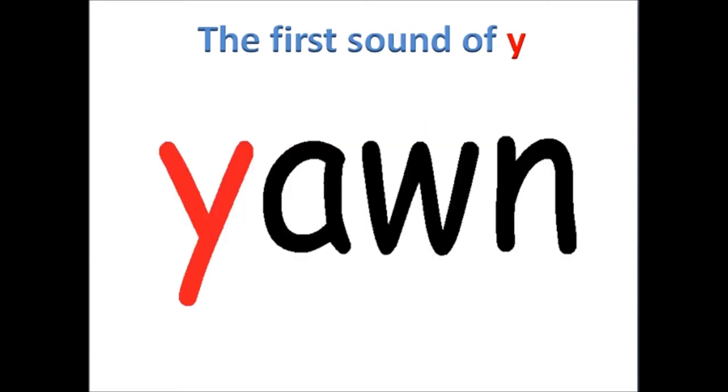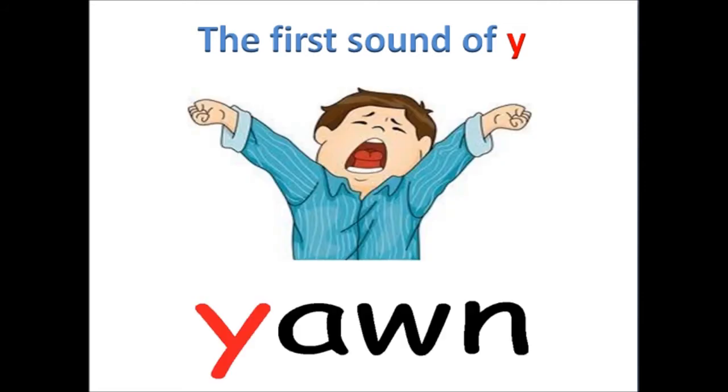Sound this word. Y, o, n. Let's put the sounds together now. Yawn. Our word is yawn. And here we see a boy yawning.